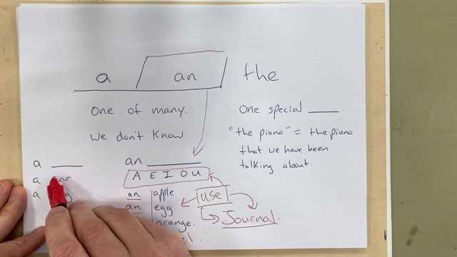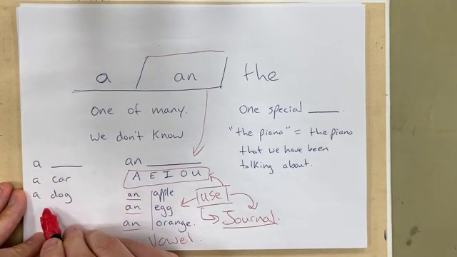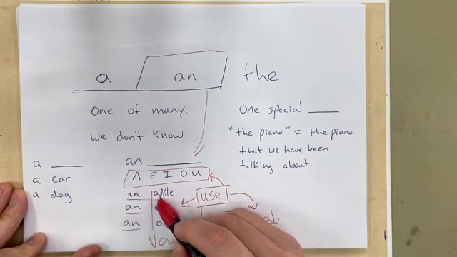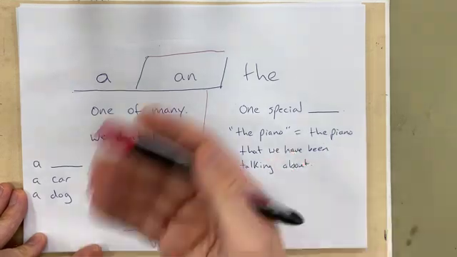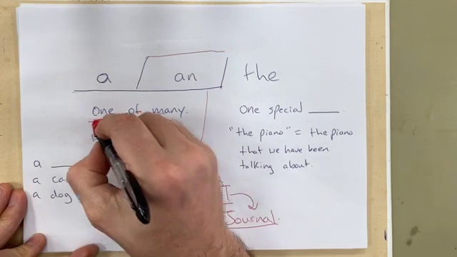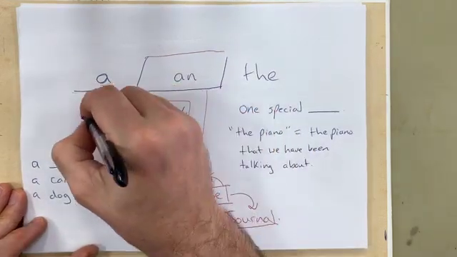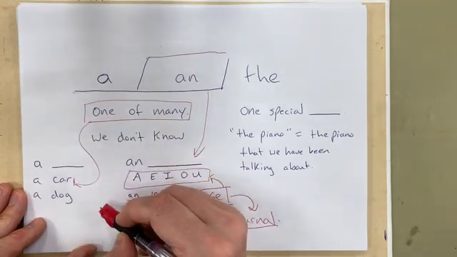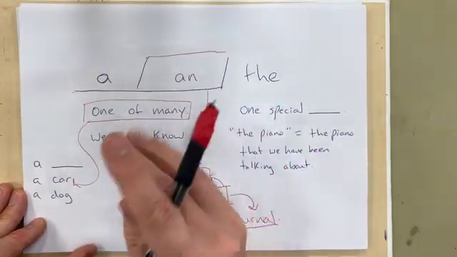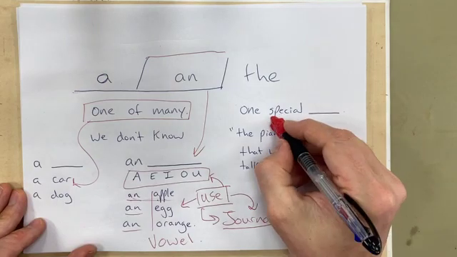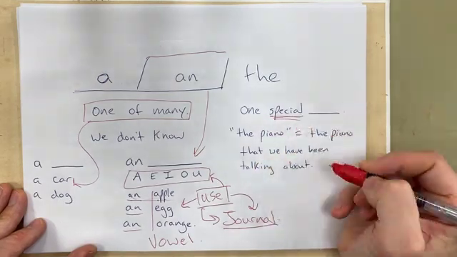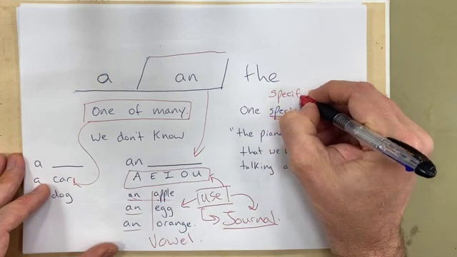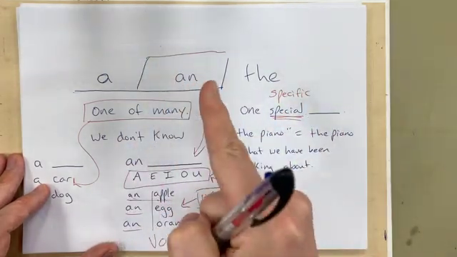Now, we know these ones already. We had our dog, a car, but it's the same here with an, right? We don't know this apple. I ate an apple. We don't know this apple, it's just an apple. So it's one of many. So I have a car. You just have one car, there's many cars in the world. It's not specific or special. But here, when we say the, it's a special one or specific. Specific means that one, okay?